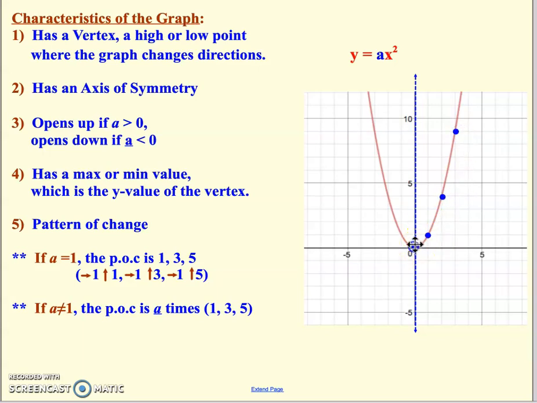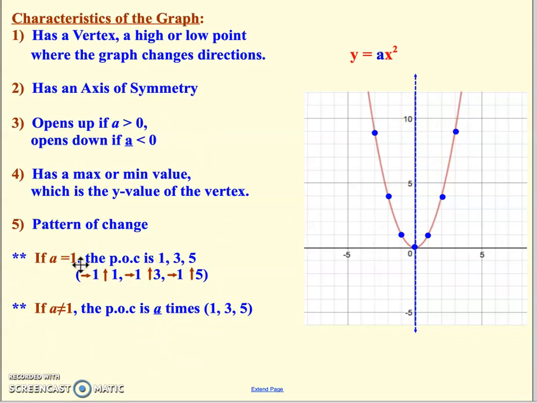Now, because the graph has what we call symmetry, which is what that axis of symmetry is telling us, we can plot points on the opposite side that would match or be a mirror image of that. So there's your 1, 3, 5, your pattern change. Over 1, up 1, over 1, up 3, over 1, up 5. Okay, and that's all of our details with how we graph.